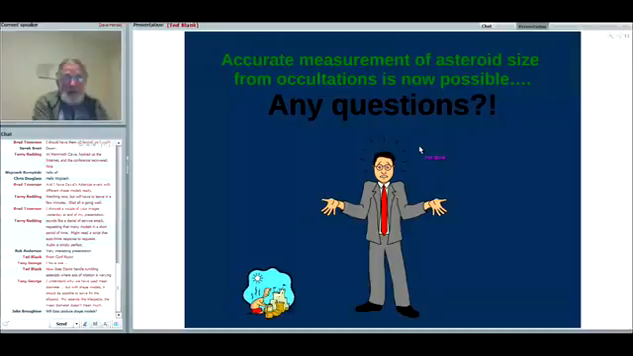Traditionally, people talk about the mean diameter of an asteroid. If we're going to use mean diameters, we've got to be careful about what the mean diameter is. But ultimately, what we're doing is providing a scale for the shape models.